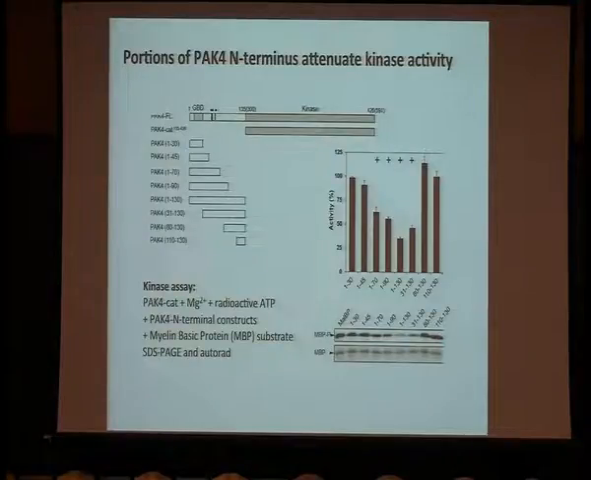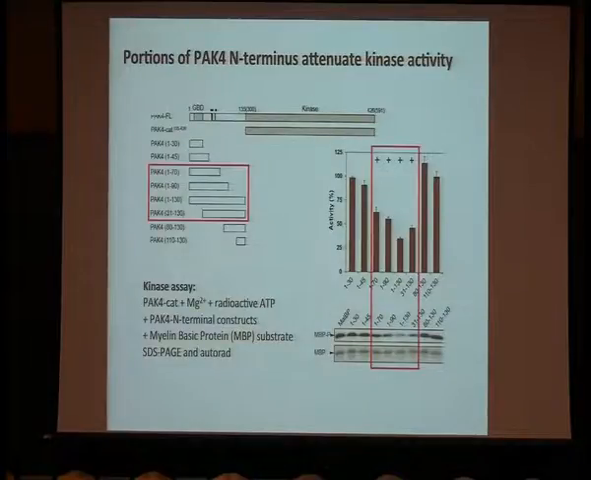So we did these kinase assays with the catalytic domain plus regions of the N-terminus with myelin basic protein as the substrate again. And what we found was that some of these basically had no effect on catalytic activity, on phosphorylation of myelin basic protein. However, some of these constructs actually did have quite a significant effect and quite significant retardation of the phosphorylation of MBP.